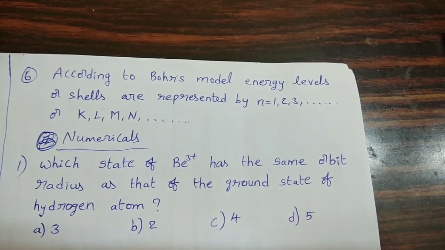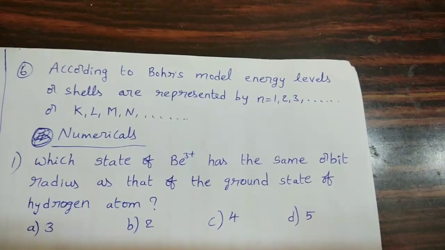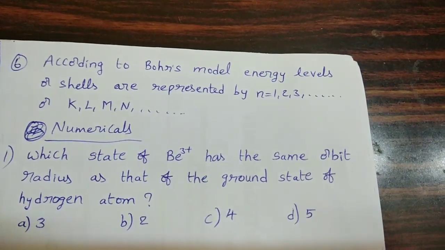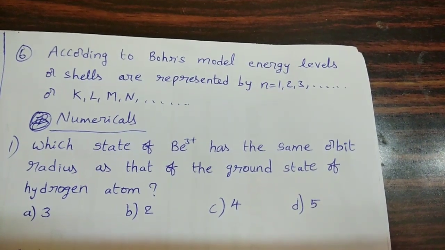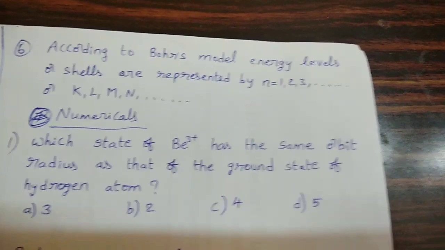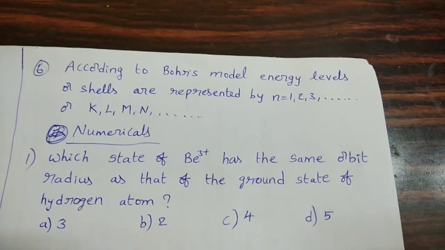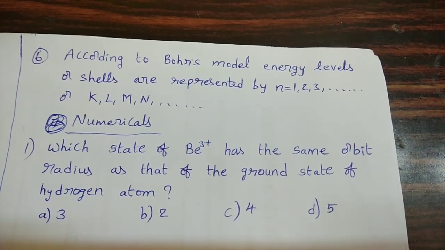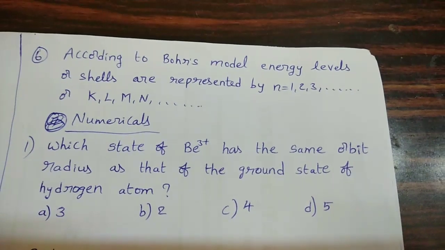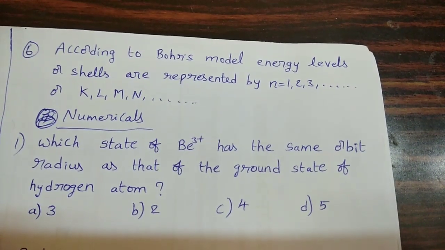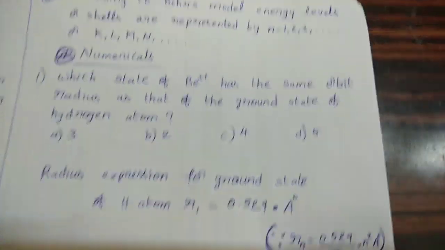Now numericals related to the radius of the orbit. Say this numerical: which state of Be3+ has the same orbit radius as that of the ground state of hydrogen atom? In the hydrogen atom, the ground state radius has a particular value. In the Be3+ ion, which energy level has the same radius, that we should find out. See the answer.